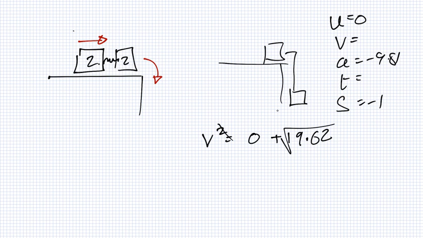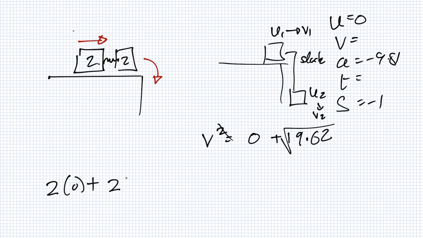And then the string becomes taut and both of them move off together. So then we have a new problem, which is a conservation of momentum. So we've gone from U1, U2, when the string is slack, and then it gets taut, and now it becomes V1, and then that becomes V2. So conservation of momentum, this one's at rest. So we have M1 U1, plus M2, which is 2, and V2.